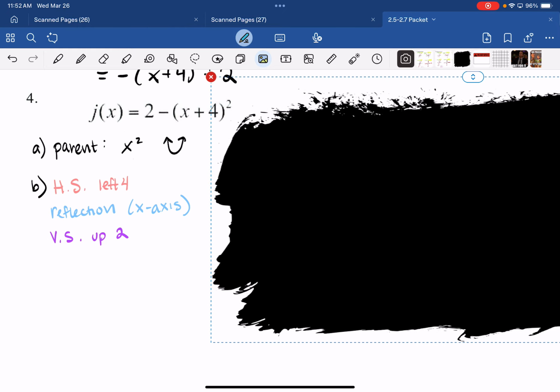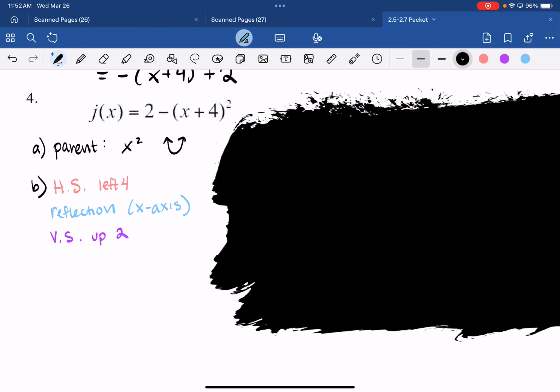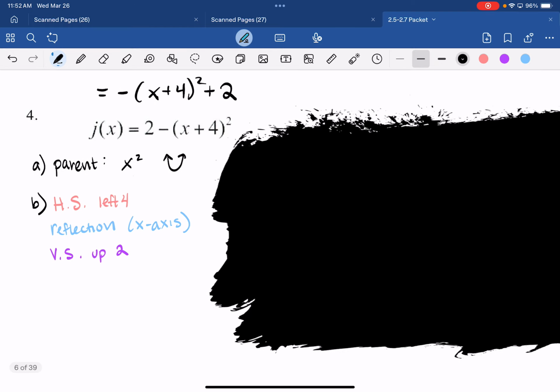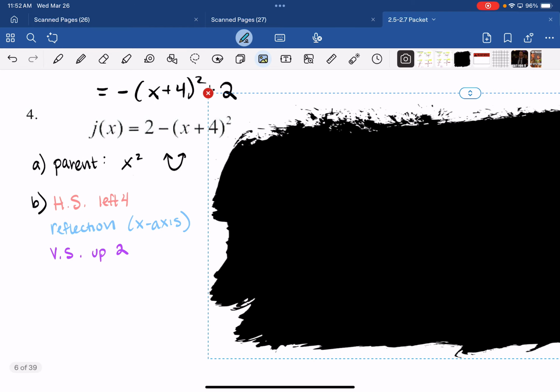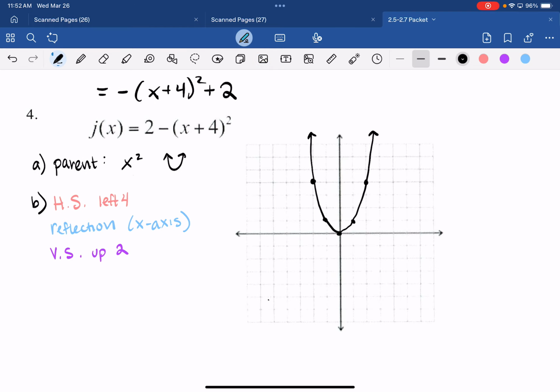All right. Here's what we should have gotten. My parent is that quadratic. I have a horizontal shift left 4, a reflection. It's outside, so I know that it's over the x-axis, and a vertical shift up 2. Okay, so go ahead. I want you to graph this one on your own.